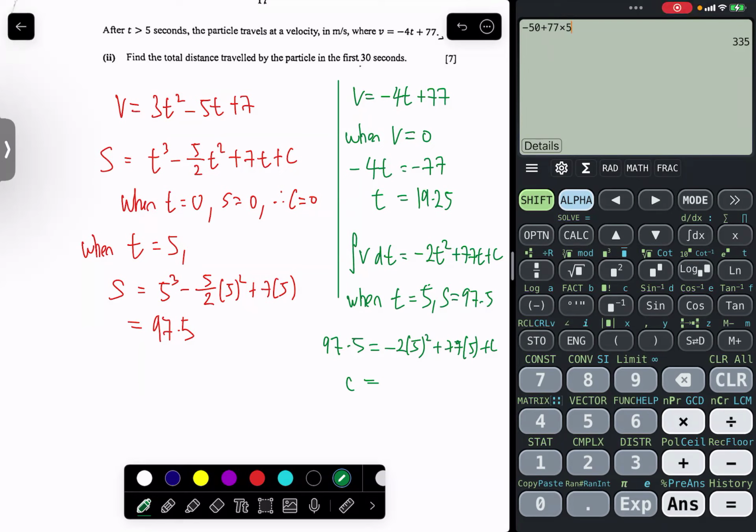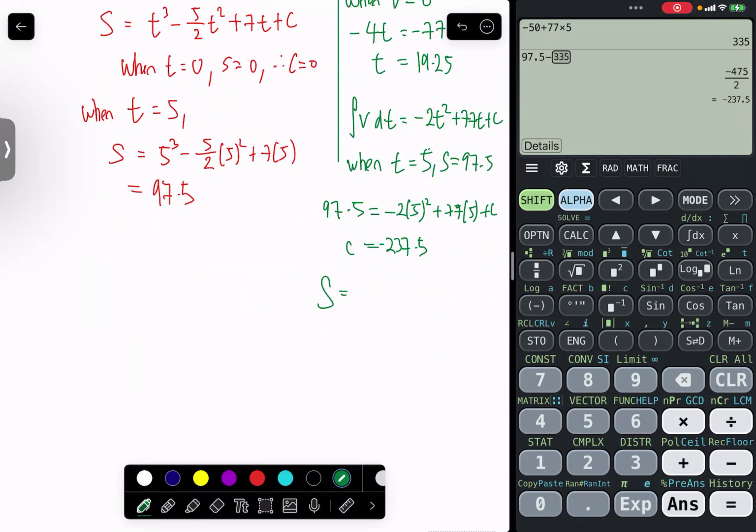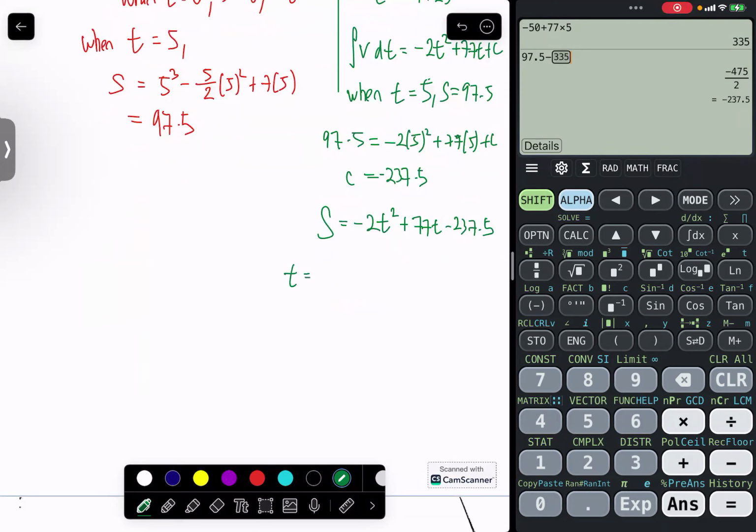Okay, 335. So 97.5 minus 27, negative 237.5. So s equals negative 2t squared plus 77t minus 237.5. Now there's a turning point at t equals 19.25. We also need to find when t equals 30.